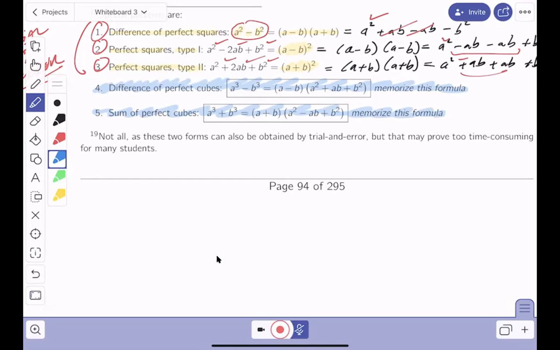So we're saying try to have those things, but make sure you understand how to use them. But when you get to the exam, make sure you know those two formulas, the sum and the difference of perfect cubes. Of course, we're going to go through examples as well.